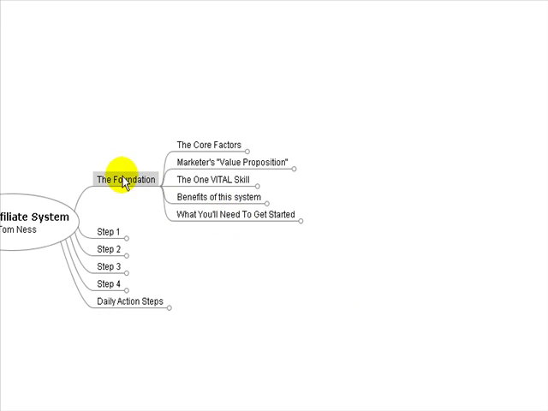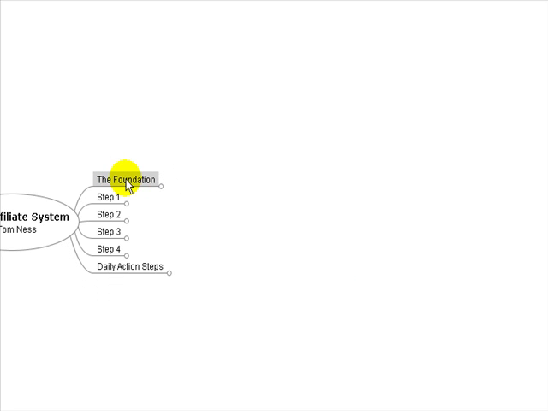So with that being said, those are all the foundational elements that I wanted to cover. In the next module, I'm going to jump into the system, and I'm going to show you the first step that you need to start setting it up. I'll see you in that video.